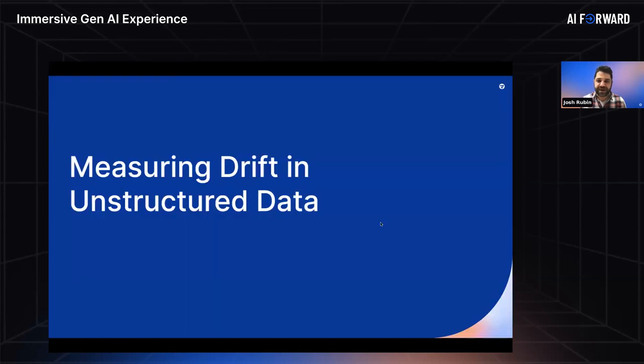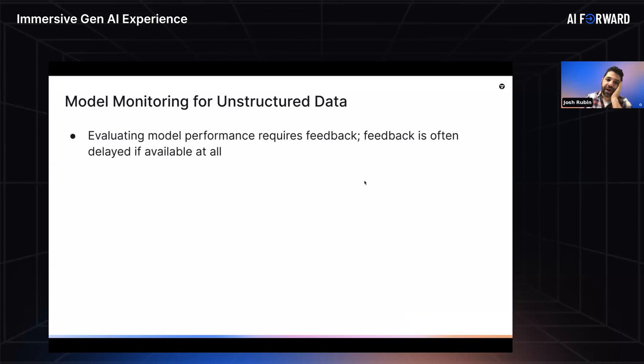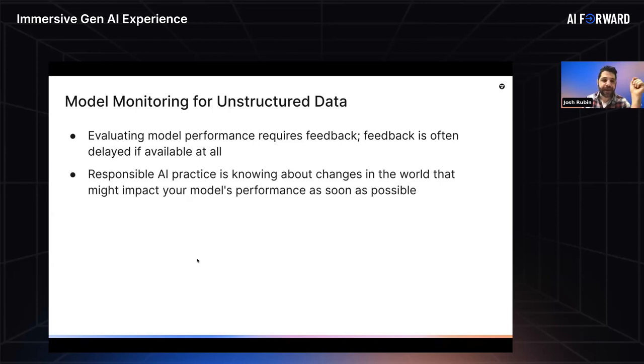Let's jump to the next topic here, and we can circle back at the end if there's time, and I'll address more of the questions. So this part is called measuring drift in unstructured data. Another really key piece of this is that evaluating model performance requires feedback. But feedback isn't always available immediately. Sometimes that signal is delayed. And you need to know if something is changing on the ground, like in that banking example I just gave. Responsible AI practice is knowing about changes in the world that might impact your model's performance as soon as possible.